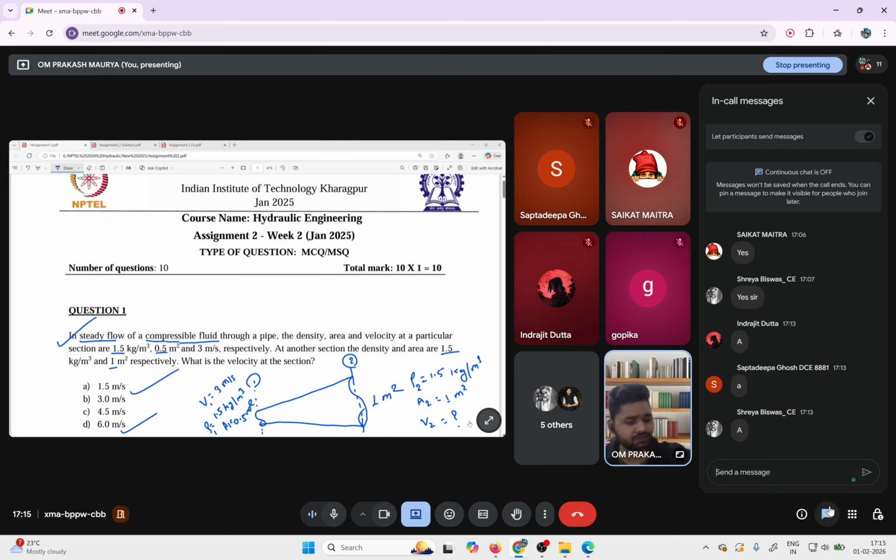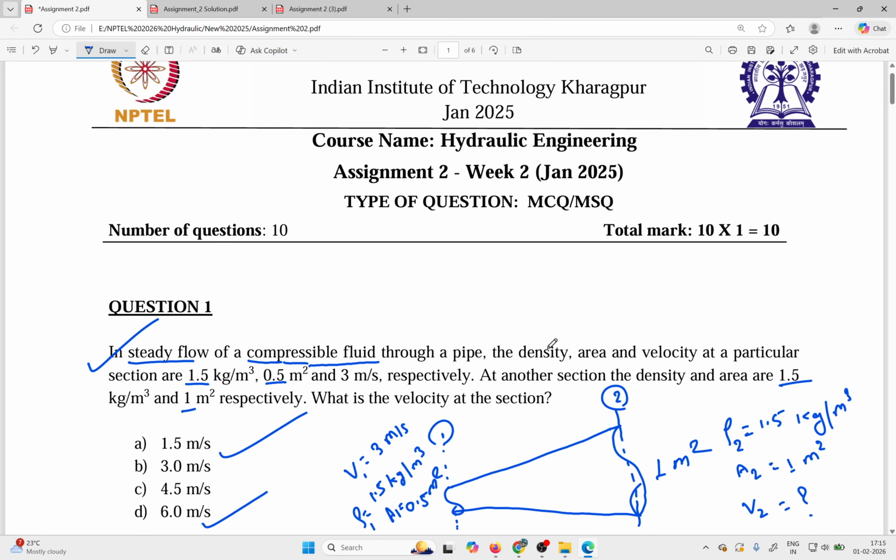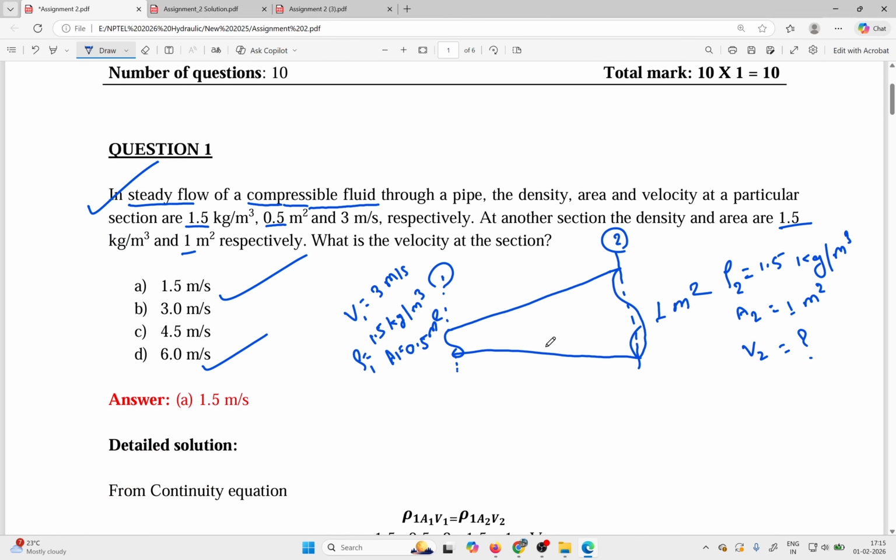So let us move with the question. I'll show you the first answer, which is very important. Option A is correct, 1.5 meter per second. How? You already know the mass balance. Always remember this: in fluid mechanics, at your level, mass in, because here there is no loss, this formula will always be fine. Mass entering at one section will go out from another section.